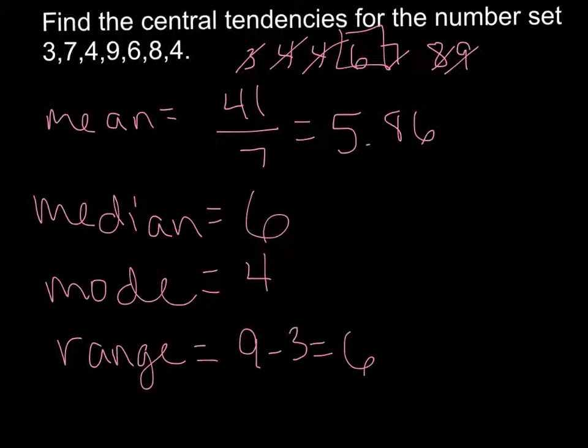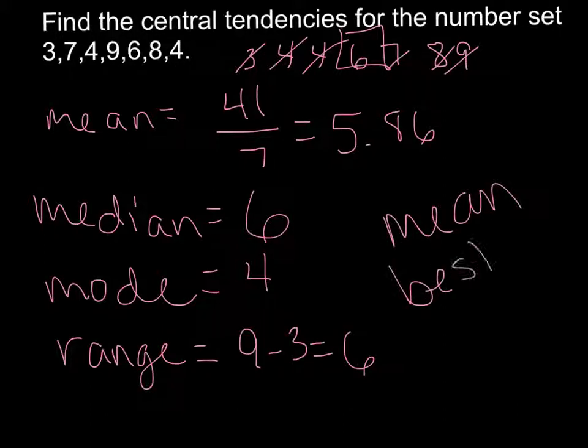Okay, and then they're going to ask you what would be the best fit. So what you want to do is look for what's called an outlier. An outlier is a number that doesn't belong. So in this number set, between 3 and 9, is there any number that doesn't belong? Not really. So you're going to use the mean as your best fit.